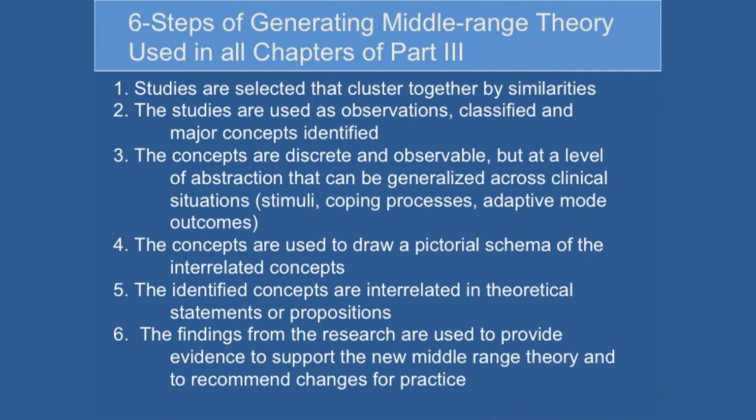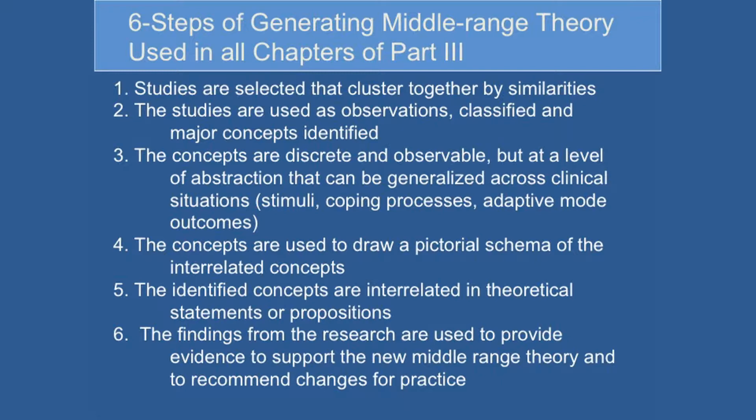The team had early on worked on a 6-step process for developing and generating these middle range theories, and this will be used in each of these chapters in part 3. And as we use it each time, the process will become more clear. But basically, we will start out by selecting the studies that cluster by way of similarities.